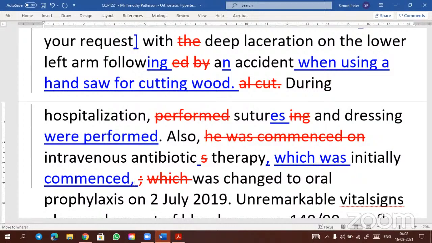So initially, which was initially commenced. He was commenced on intravenous antibiotic therapy initially, you wrote. No, commenced initially. So that was the point there, and that point you have brought somewhere else. So in the beginning of the therapy, this was the beginning therapy regarding initial therapy. So initial treatment, initial medication or whatever it is. Antibiotic therapy which was initially commenced, or you can say initially commenced intravenous antibiotic therapy was later changed to oral prophylaxis on 2nd July 2019. Like that also you can write. Right.